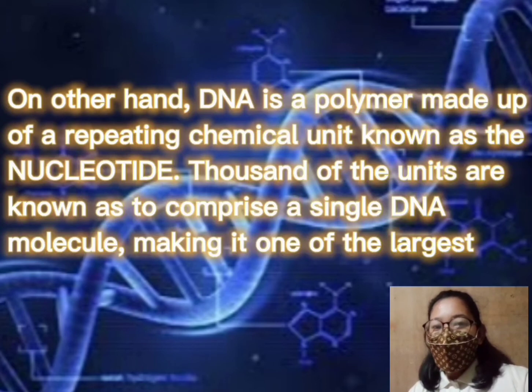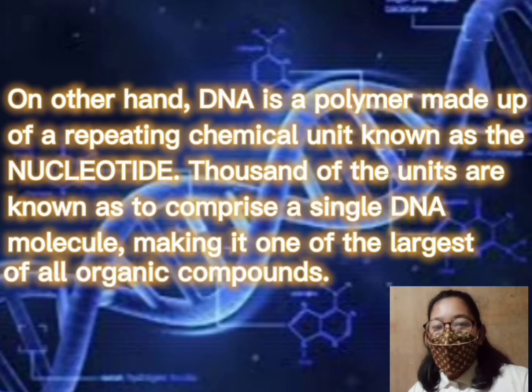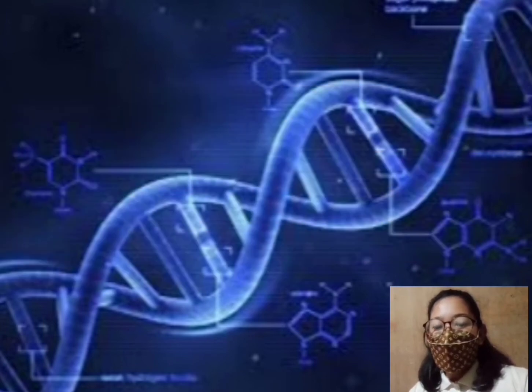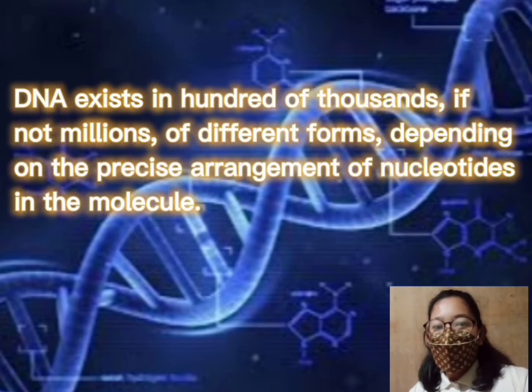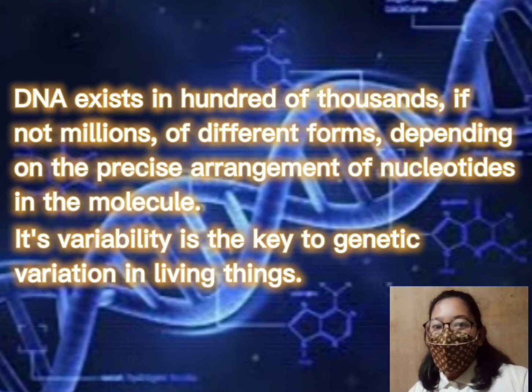On the other hand, DNA is a polymer made up of a repeating chemical unit known as the nucleotide. Thousands of these units comprise a single DNA molecule, making it one of the largest of all organic compounds. DNA exists in hundreds of thousands, if not millions, of different forms depending on the precise arrangement of nucleotides in the molecule. Its variability is the key to genetic variation in living things.